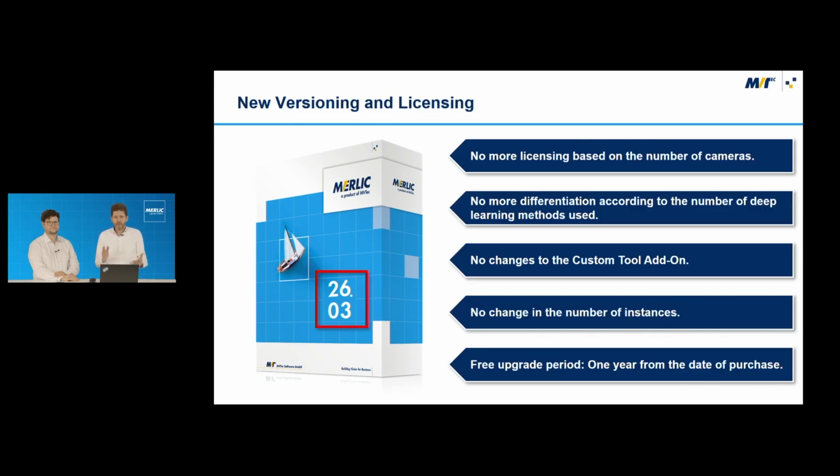One of the most important changes is that licensing is no longer tied to the number of cameras. This move removes a major limitation for many customers and makes scaling significantly easier. We also removed the differentiation based on how many deep learning methods you use. No matter how many deep learning tools you rely on, the licensing model now remains straightforward and predictable.